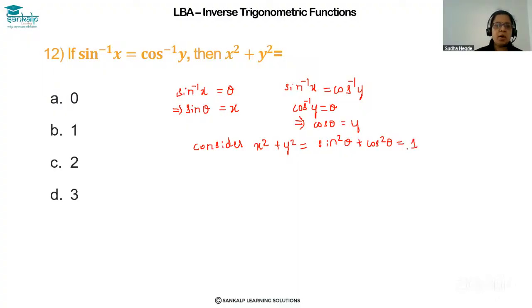Now check the options. Option A 0, option B 1, option C 2, option D 3. So we got x square plus y square is equal to 1. Therefore option B 1 is the correct answer because sin square theta plus cos square theta is equal to 1. Therefore x square plus y square is equal to 1 is the correct answer.